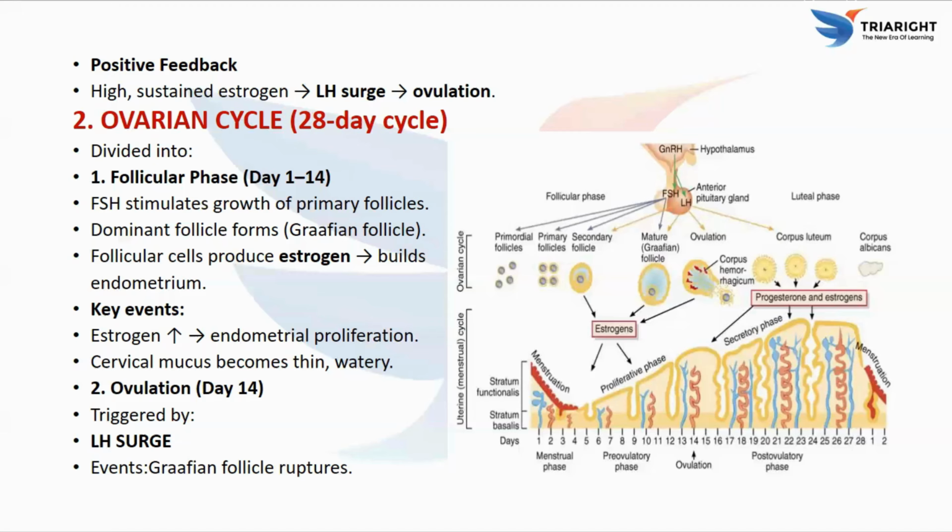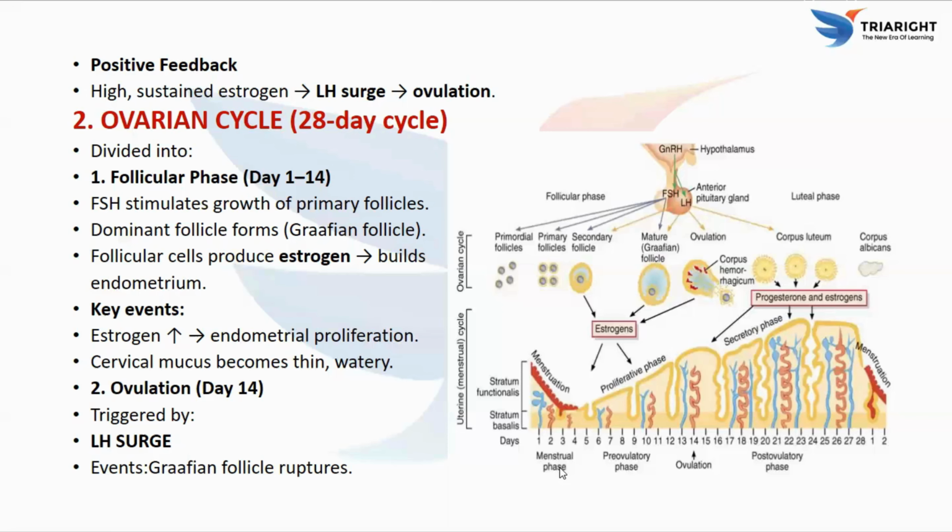So what will be the key events in the follicular phase? If estrogen increases, then the endometrium becomes thick. The cervical mucus becomes watery, which is why fertility peaks before ovulation. And the Graafian follicle fully matures. So this sets the stage for ovulation.